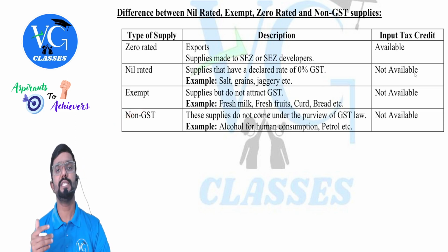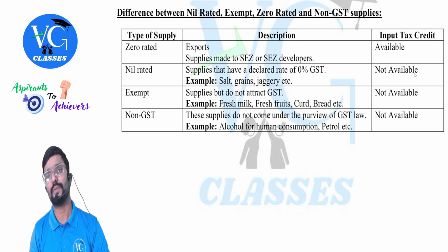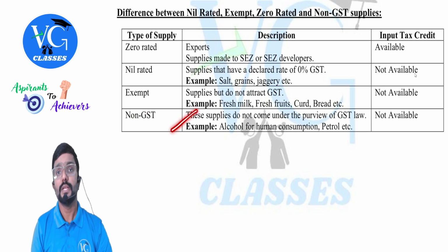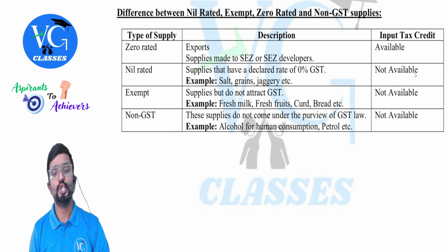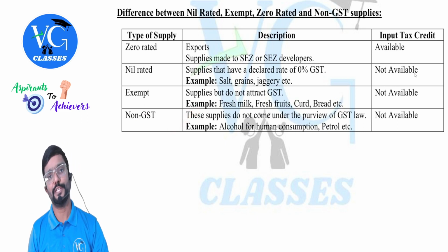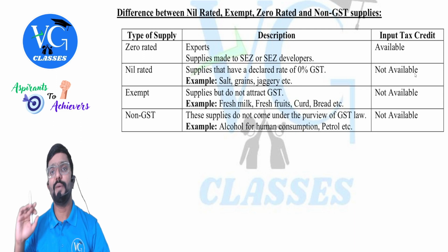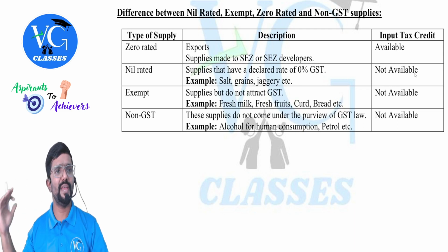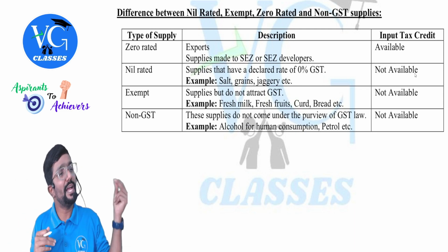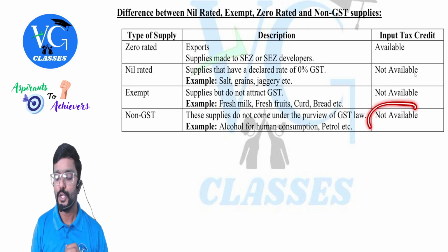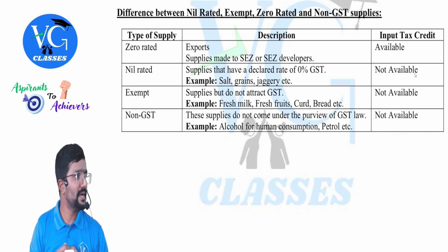Last one, non-GST or non-taxable supply, that is, supply on which GST is not applicable. These supplies do not come under the purview of GST. Example, alcoholic liquor for human consumption or petroleum products. Sir, if my outward supply is alcohol or petroleum, and on my inward supply I have paid GST, can I claim the credit? No, you cannot. Is that clear? Why, sir?